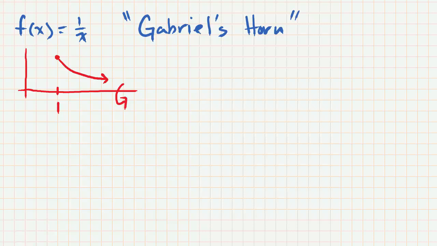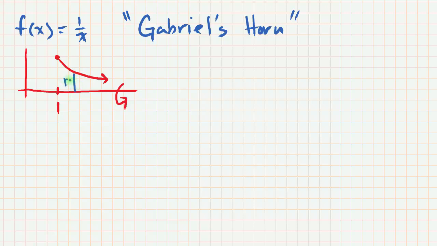Let's take a look at Gabriel's horn. Gabriel's horn is formed by rotating the function f of x equals 1 over x, from 1 to infinity, about the x-axis. Let's find the volume. To find the volume, we will use the disk method.